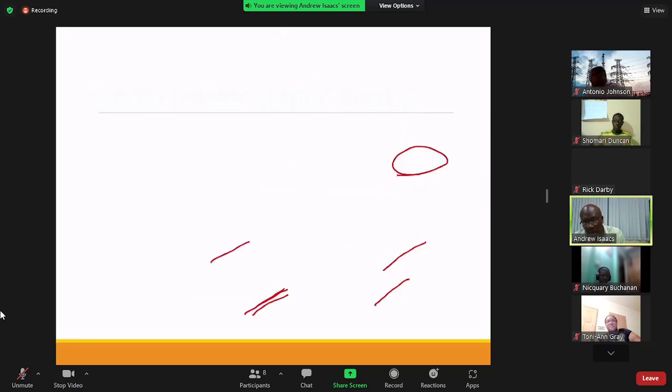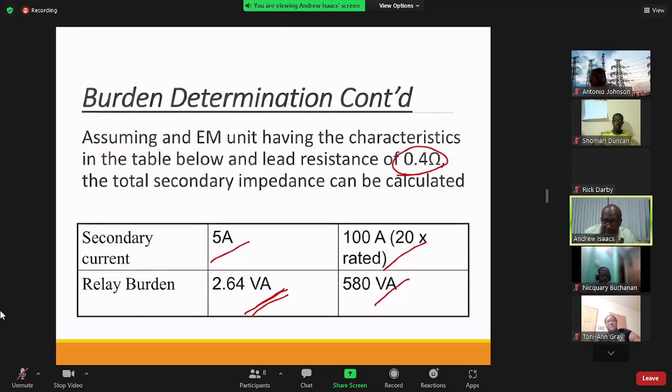So I'm saying with the electromagnetic relay, these are the data that you'll have to work with. At 5 amperes, 2.64 volt amperes. At 100 amperes, it will go up to 580. I also said that the data relating to electromagnetic relays is derived empirically, so it's something that you measure. Given the manufacturing process, you standardize and you know that this relay will give you this. So this is what you get from the manufacturer. Is that something that you would create?